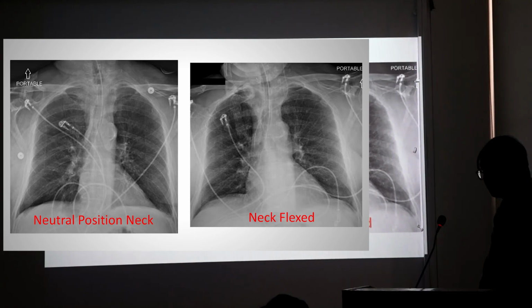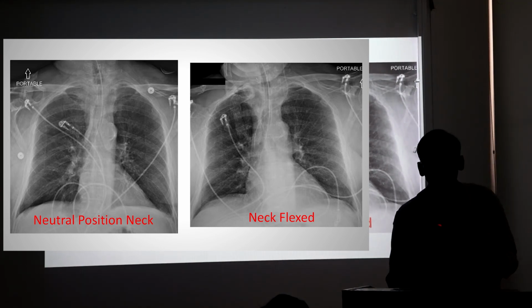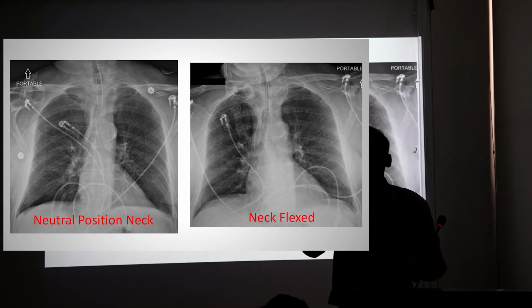So this is what I was talking about. In the neutral position, what is the neutral position of the neck? This is the mandible. The mandible should lie at the level of the cervical spine.